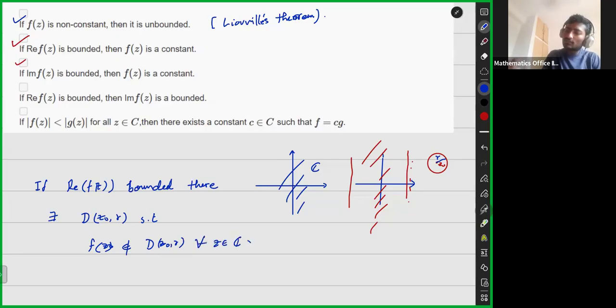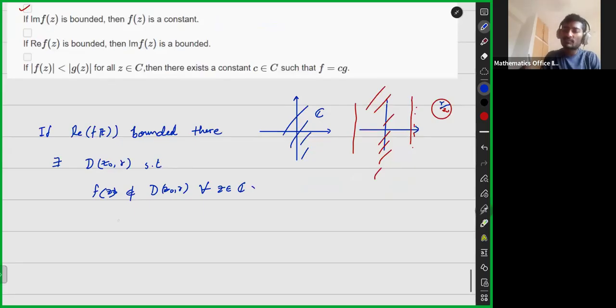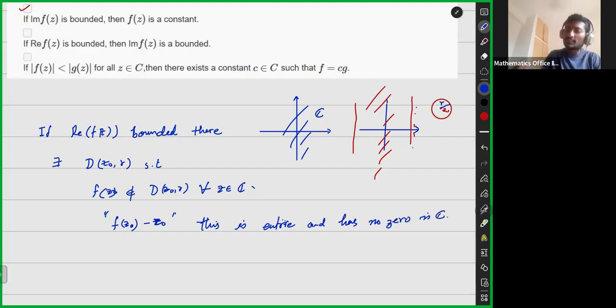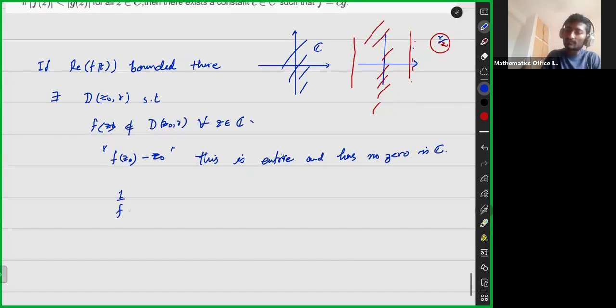So f(z) is not going into that disk, which means if you consider f(z) minus z not, this function is holomorphic. So this is entire, and it has no zero in C. This implies that 1 upon f(z) minus z not is entire.